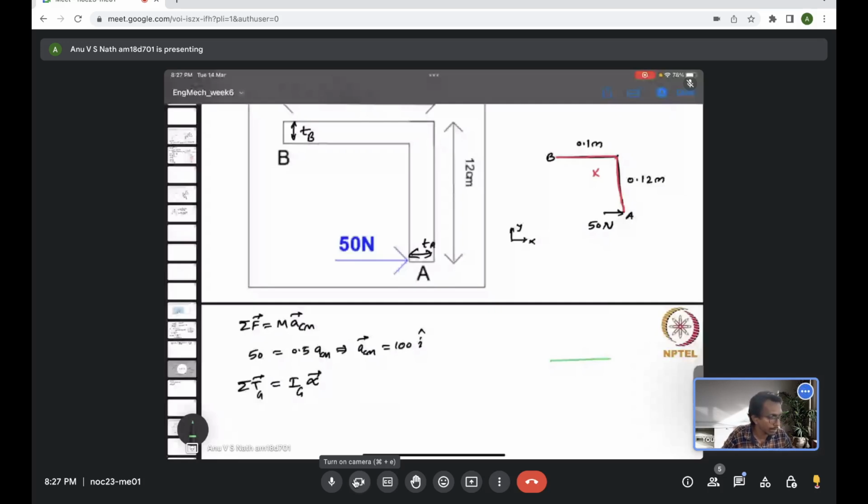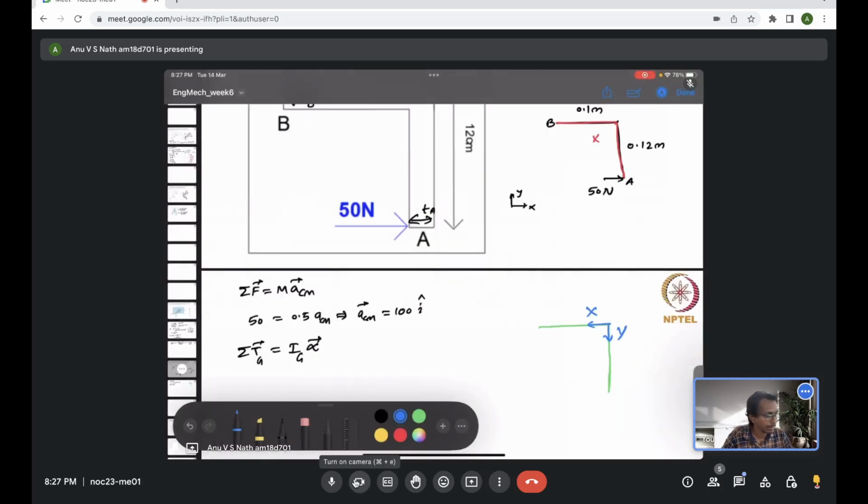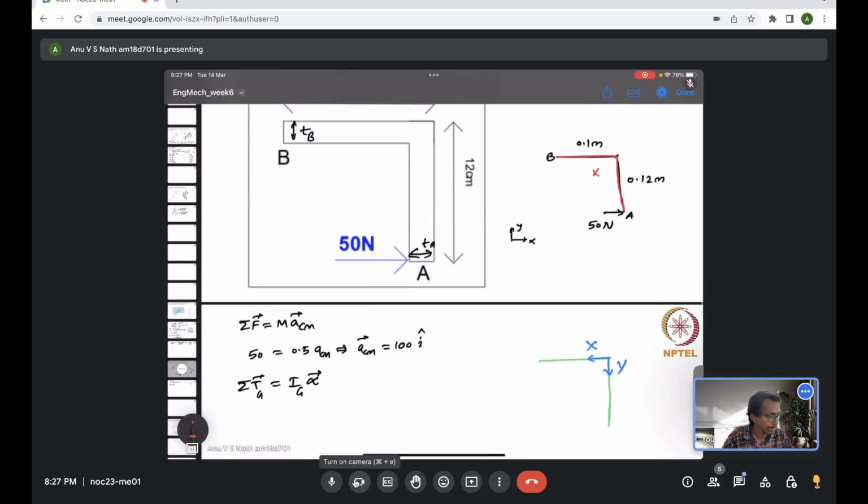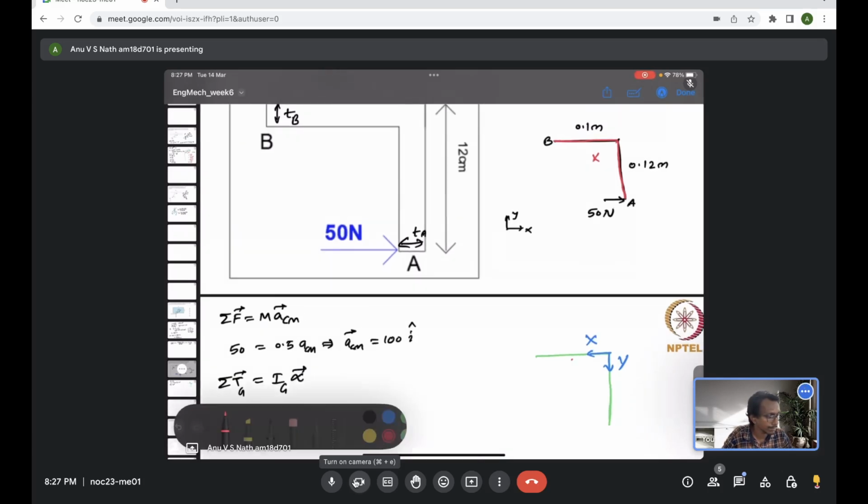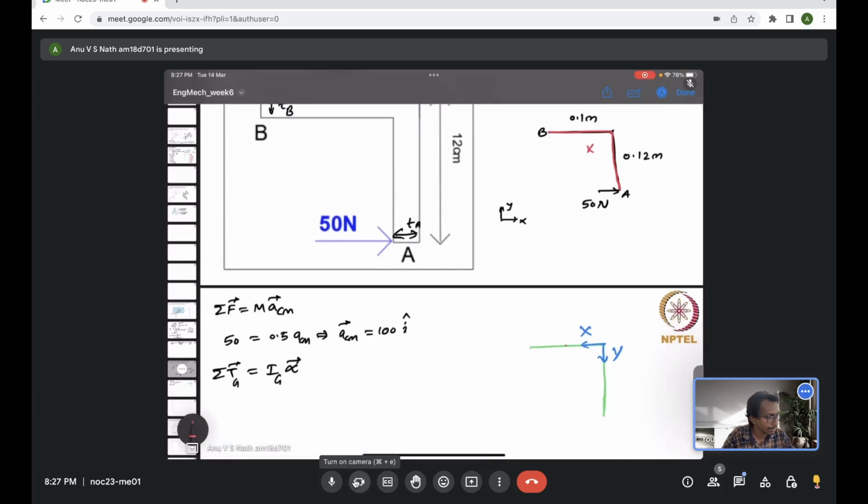So let's choose this being the capital X direction, this is the capital Y direction, and origin being at the corner of this body. You know the center of mass of the first body is the center of that body, and the center of mass of the second body is the center of that body.